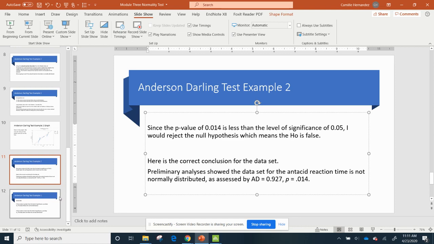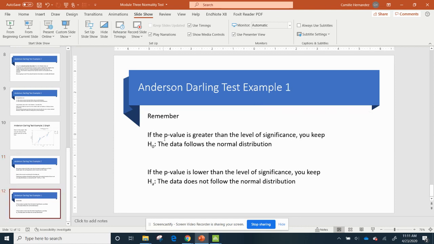And in conclusion, remember, if the p-value is greater than the level of significance, you're going to keep the null, which means the data follows a normal distribution. If your p-value is lower than your level of significance, you're going to keep your alternative, which is the data does not follow the normal distribution.